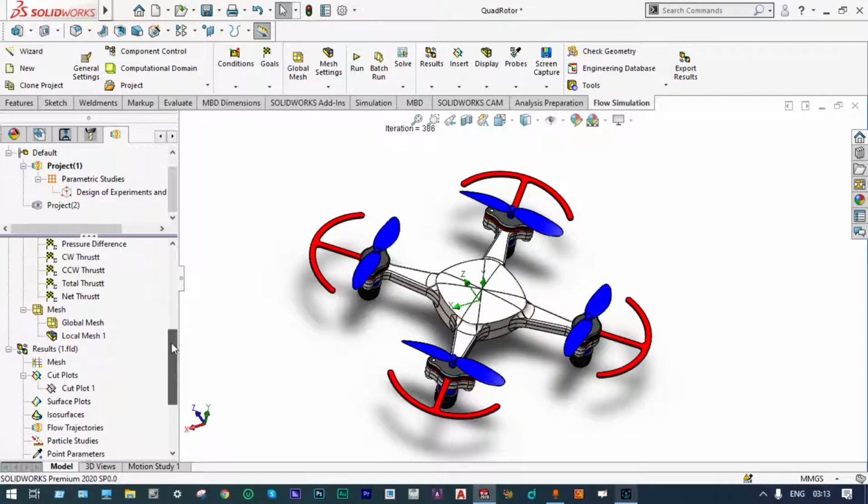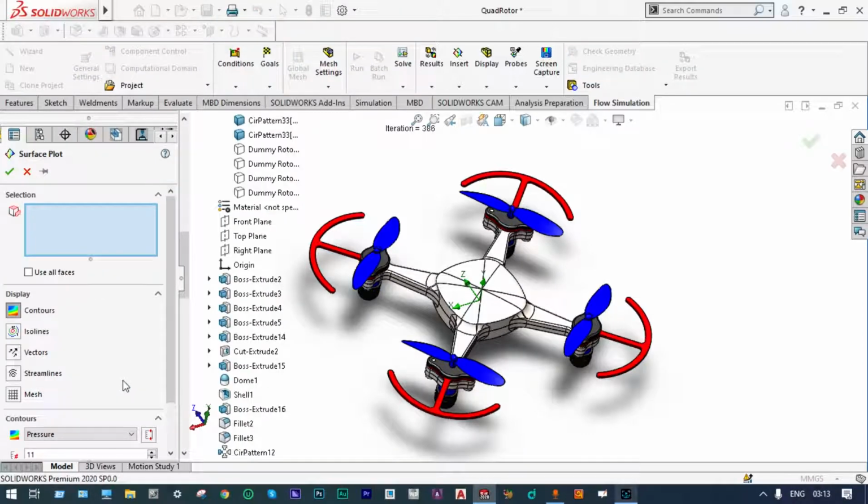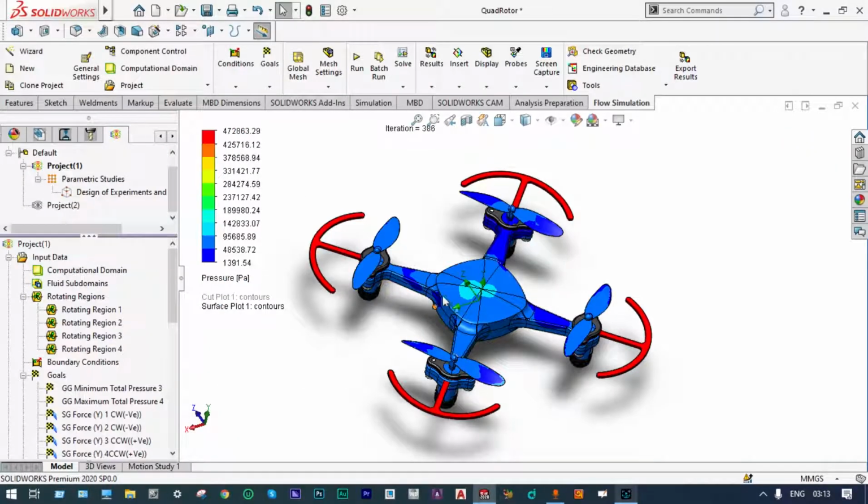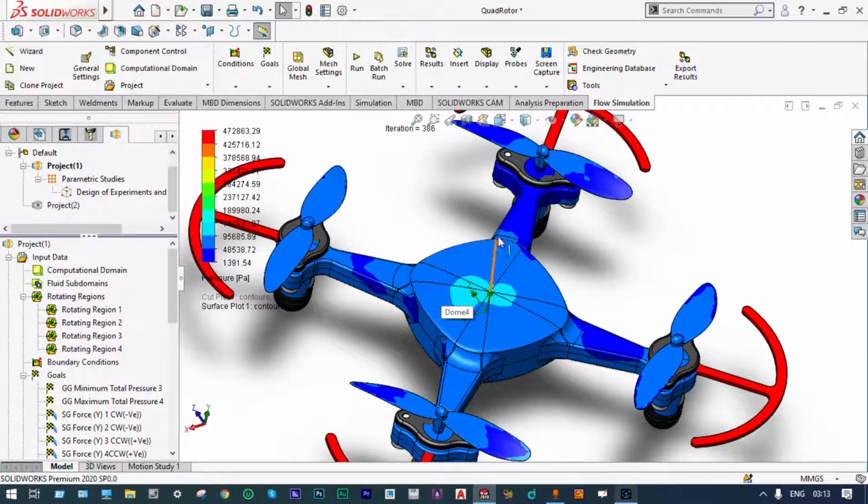Next one, we want to see the surface plots. From the surface plots, we want to see pressure distribution across different faces of this quadrotor. Use all faces and select. You can see the pressure distribution at different ranges, at different faces is different.